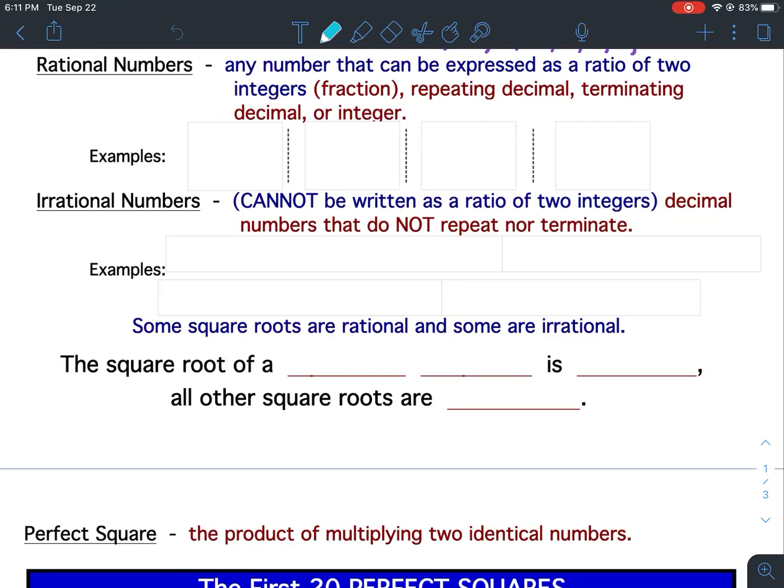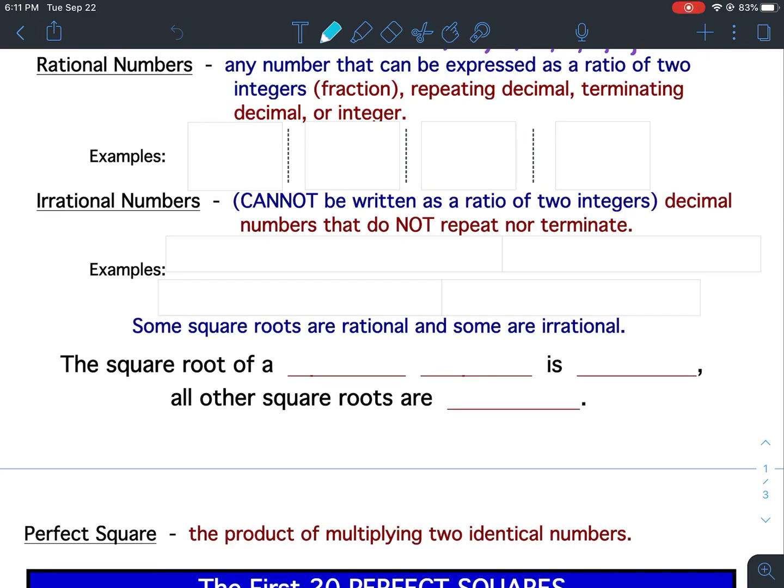Rational and irrational numbers, lesson number 1, the notes. I'm going to start talking about rational numbers now. A rational number is any number that can be expressed as a ratio of two integers. So it's a fraction that has an integer in the numerator and an integer in the denominator.